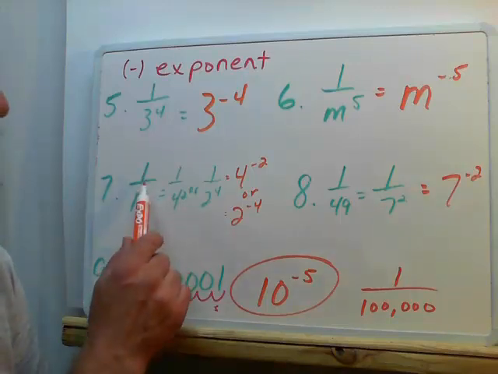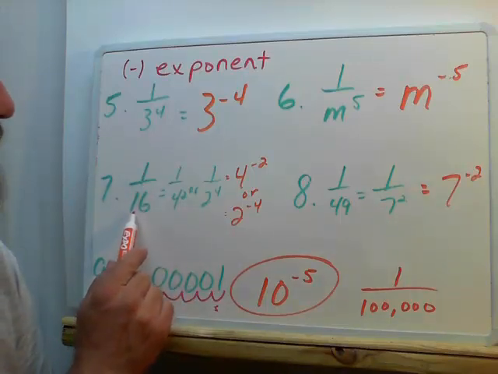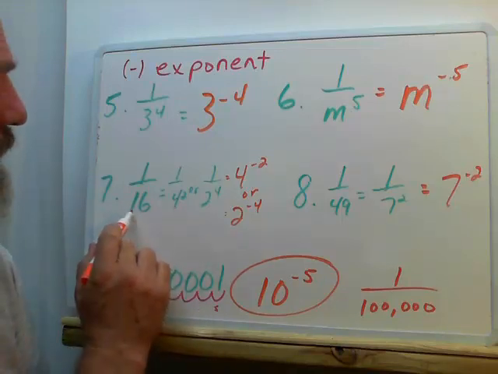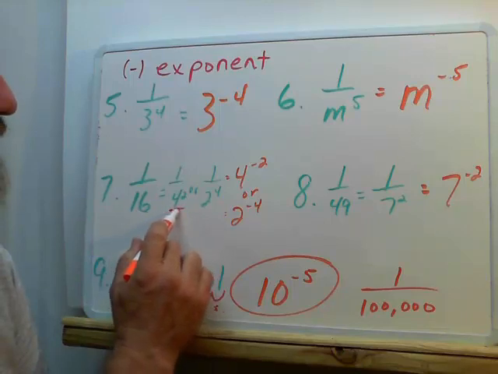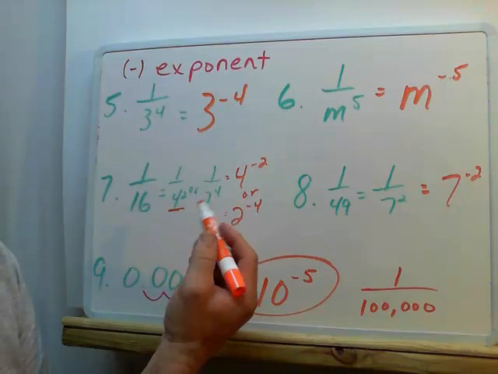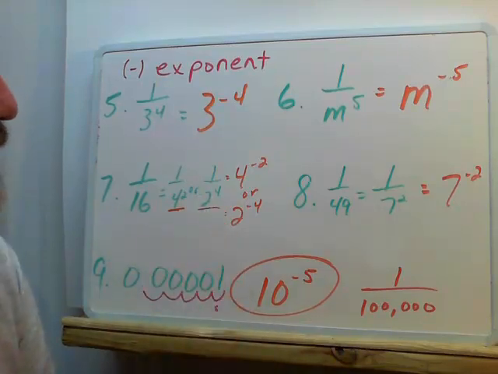Number 7, 1 over 16. Now we need to recognize one of two things. We can look at this two ways. This is an interesting problem. We can think of 16 as 4 times 4, which is 4 squared, or we can think of it as 2 times 2 times 2 times 2, 4 times, which is 2 to the fourth power.